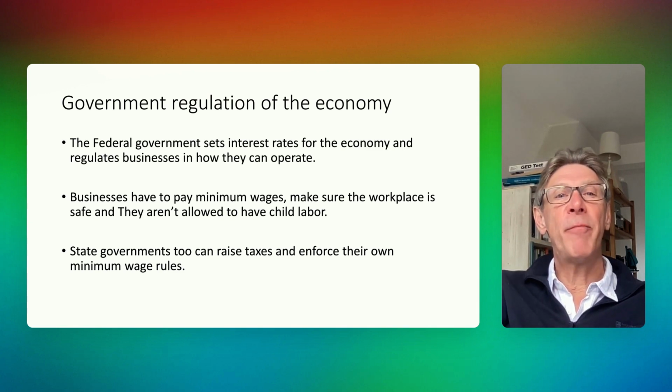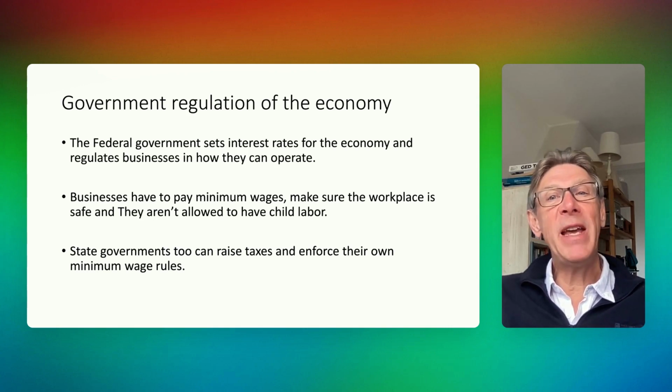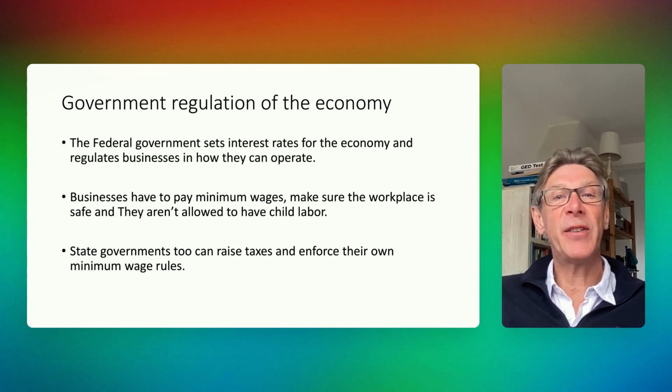The central government regulates the economy by setting interest rates. And they have an independent body called the Federal Reserve Board, and they will set the appropriate interest rate for the economy. If the economy is in a deep recession, it will be low. If the economy is booming and inflation is getting high, they will raise interest rates.